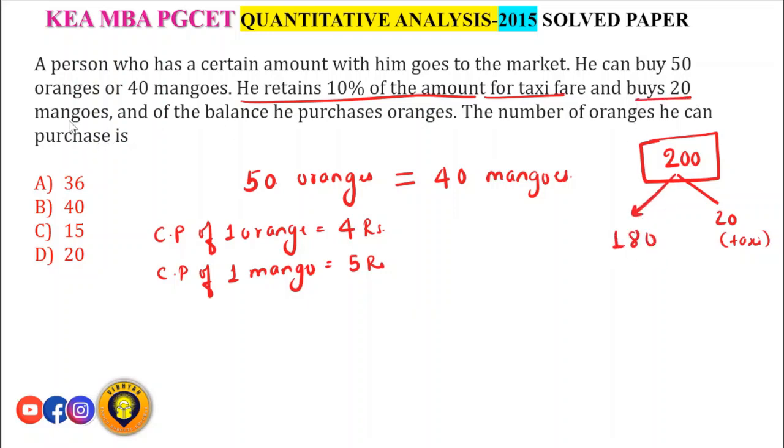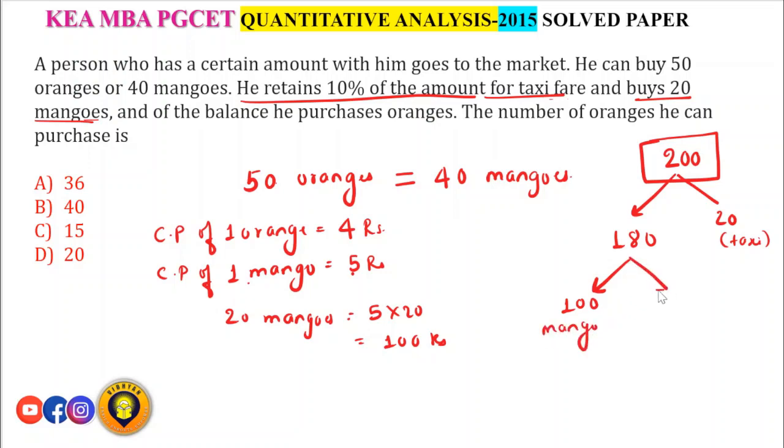And he buys 20 mangoes. One mango costs 5 rupees, therefore 20 mangoes will cost him 5 into 20, that is 100 rupees. So out of this 180 rupees, he spent 100 rupees on mangoes. Now the remaining amount is 80 rupees.